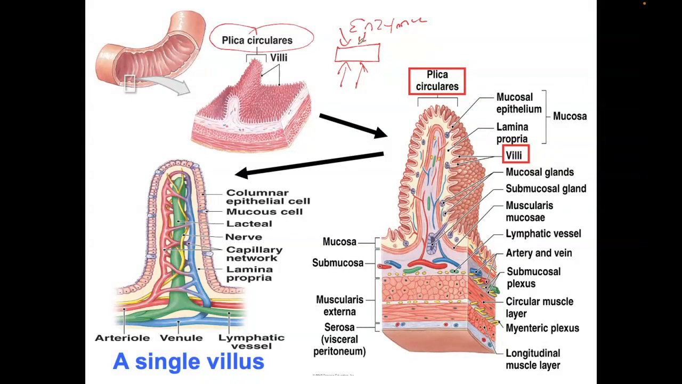Otherwise, the digestive enzymes would only work on the outer perimeters of whatever the food is. So as it's spinning, the enzymes are working on the inside and on the outside to help break it down. The villi are the sponges, and right here is a single villus. Look what we have. We have arterioles, we have venules, and we have lacteals.